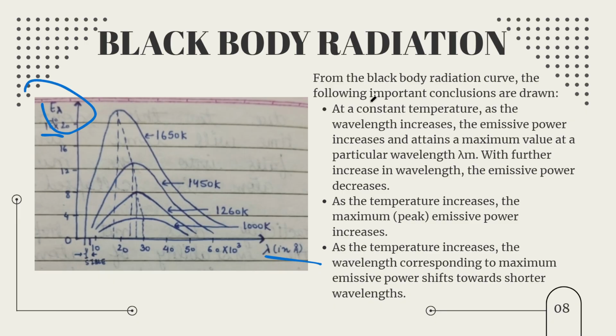Now look here. Constant temperature, say I'm taking 1450 Kelvin. The wavelength increases 10, 20, 30, so the emissive power also increases 0, 4, 8, 12, and attains a maximum value with wavelength somewhere around 25 and emissive power somewhere around 13. Again, when the wavelength increases 30, 40, 50, 60, the emissive power decreases. This we discussed at constant temperature.